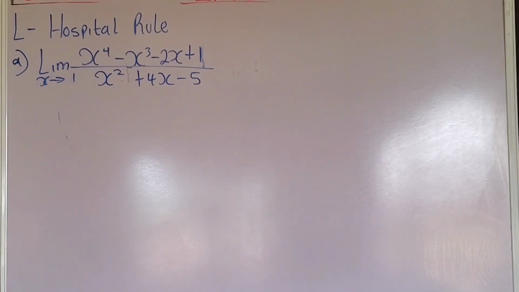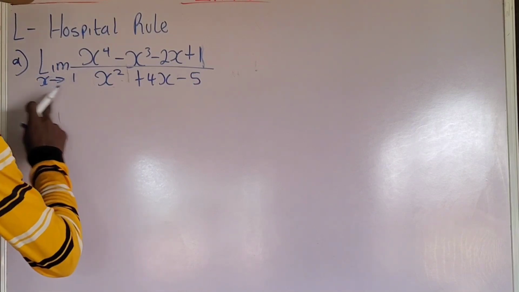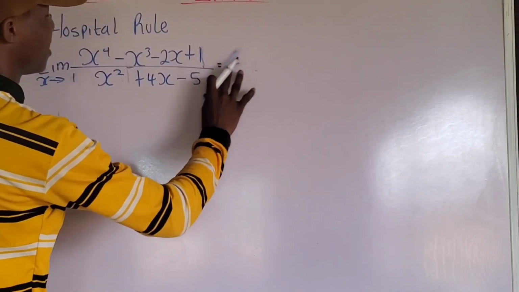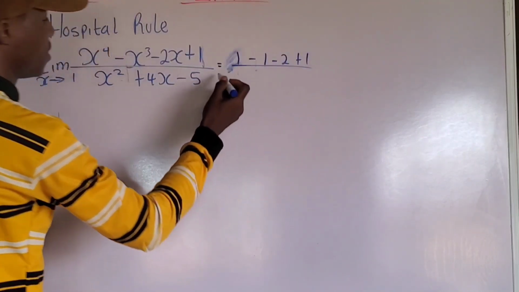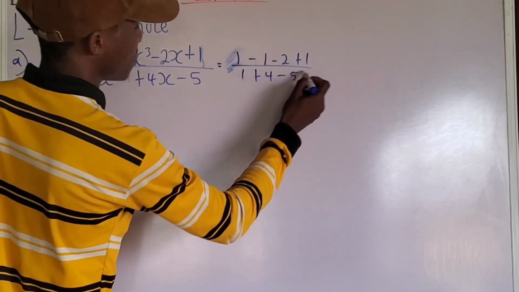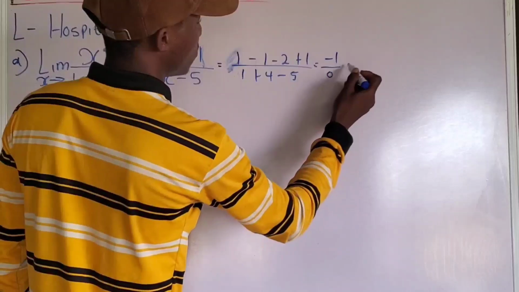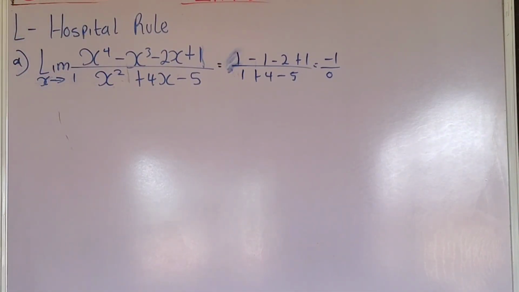Before we make use of L'Hospital rule, we want to try it. I told you that there are some functions whose limits you cannot evaluate using the direct substitution method. A typical example is this kind. Now, if you substitute the value of x as 1, you are going to have 1 to the power of 4, which is 1. 1 minus 1 minus 2 plus 1 all over 1 plus 4 minus 5. And this will be 0 minus 1, that is minus 1 all over 0. You can see now. So in that case, we are going to make use of another method.